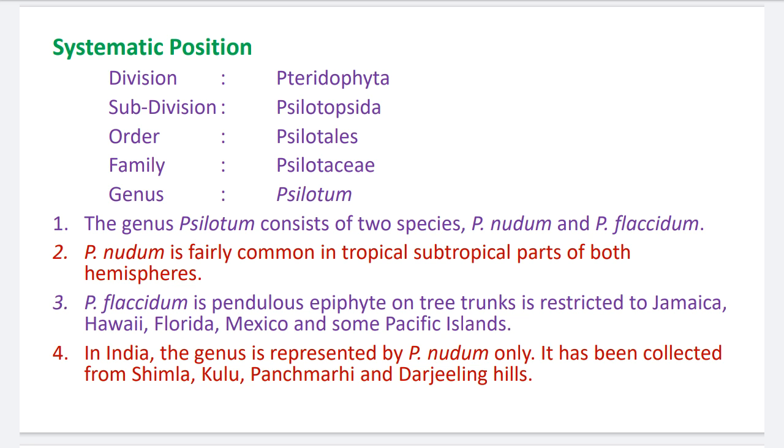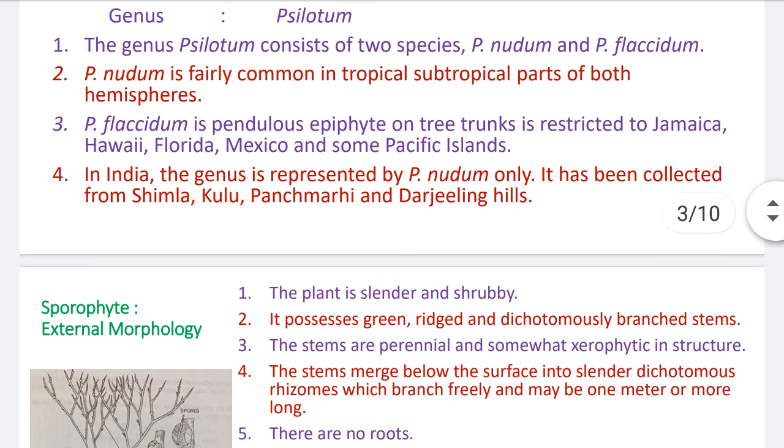Okay. Now number 4. In India, the genus is represented by Psilotum nudum only. In India, the species Psilotum nudum occurs. It has been collected from Shimla, Kulu, Panchmari, and Darjeeling hills. These are the most common habitats of the Psilotum, and nowadays this Psilotum also grows everywhere, in public gardens also, in domestic plants also. These Psilotums can be seen very easily.